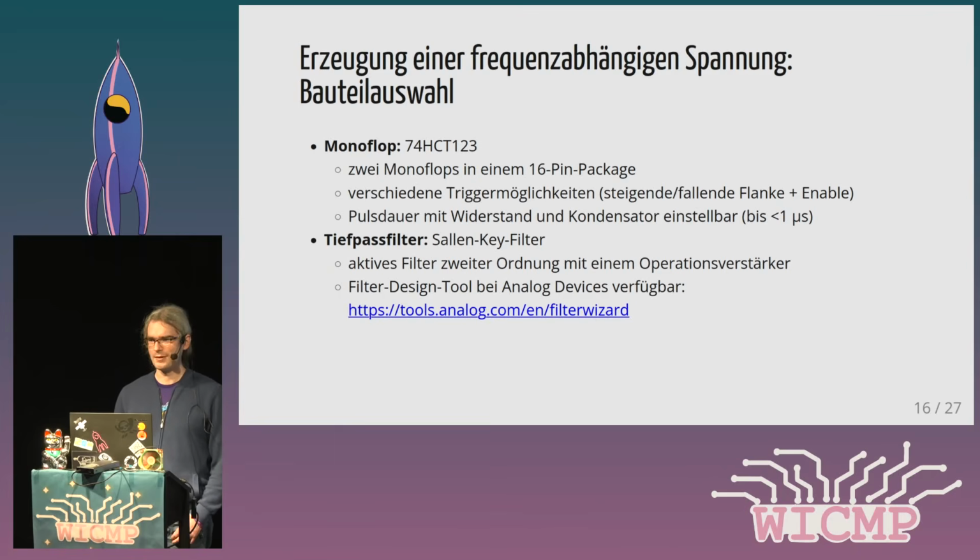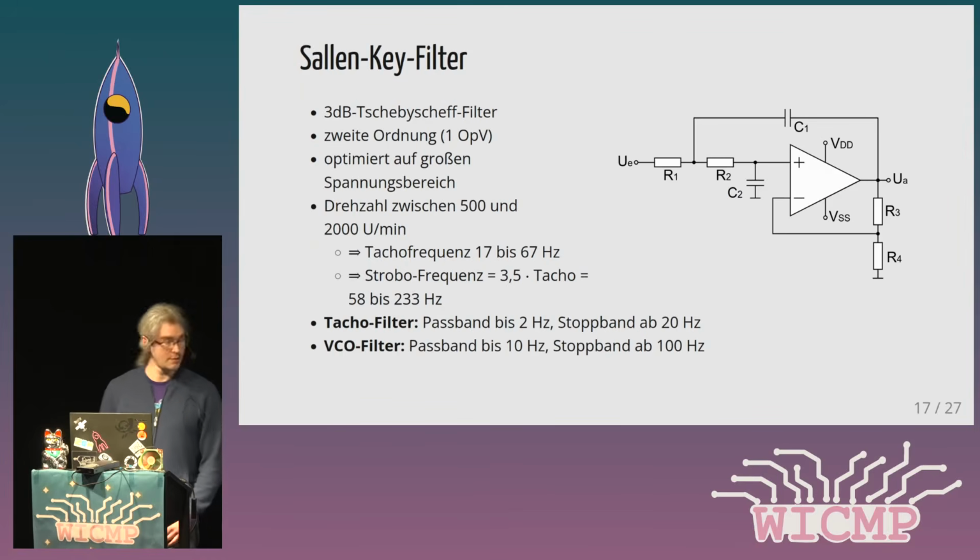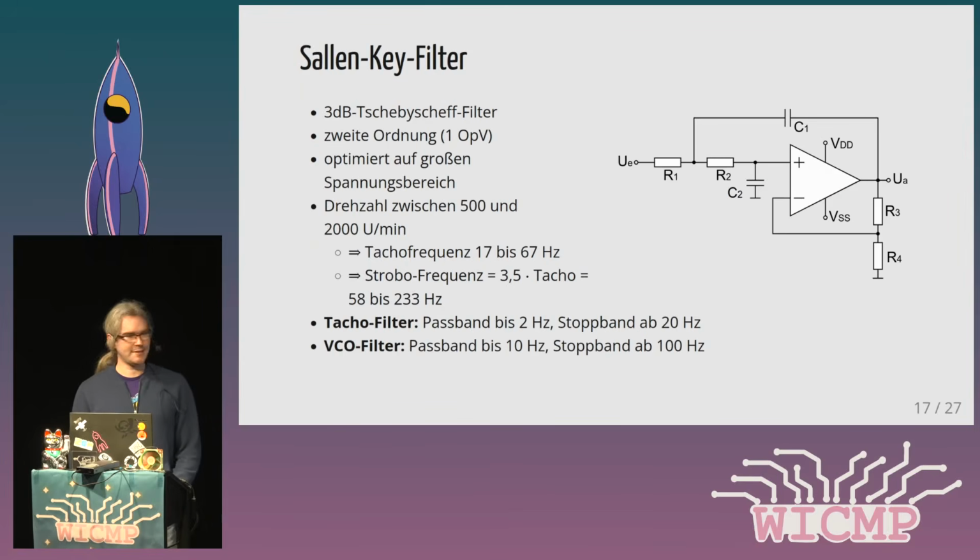The low-pass filter is a Sallen-Key filter. That is an active filter circuit with an operational amplifier, and what this will do we can see on the next slide. And it is relatively easy to configure because there are pre-made filter design tools, like for example this one that we can see here. You can give your parameters and it will tell you how to configure your operational amplifier. So let's look at what I set there.